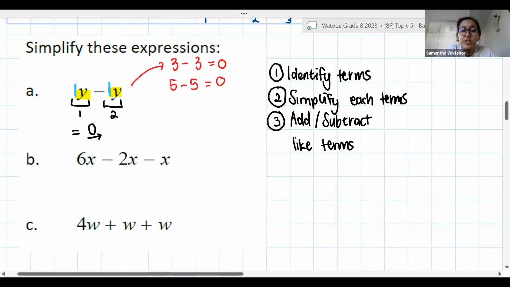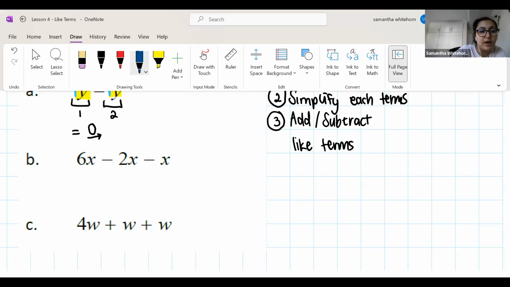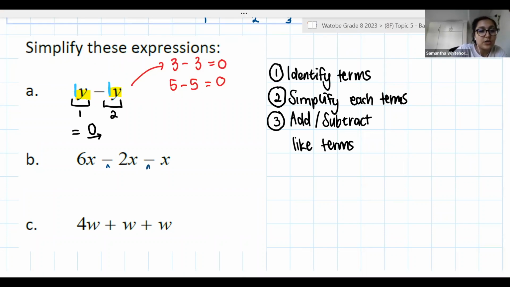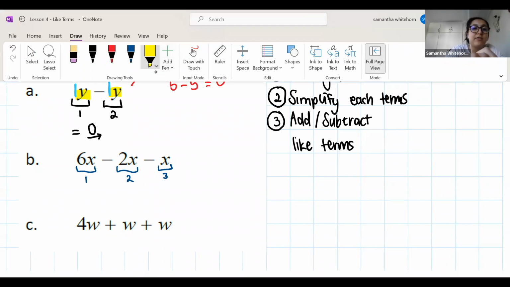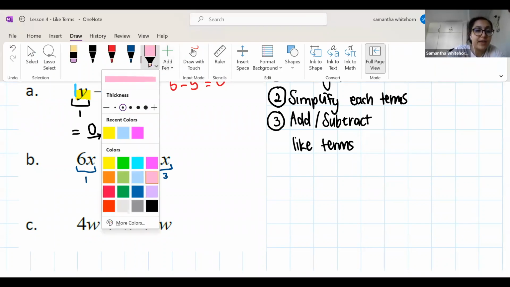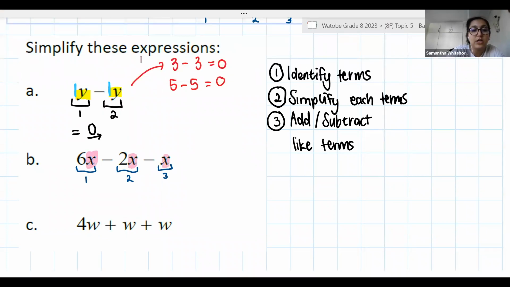Right, but if we have a look at question B, again, we're going to follow these 3 steps, but here we're actually going to get a nice answer. So if we have a look, we want to identify our terms. So here are my minus signs. So I've got 1 term, 2 terms, 3 terms. I want to simplify each term. In this case, that's already done for me. I'm not multiplying anything. I'm not dividing anything. They are what they are. And so now we want to check if we have like terms. Well, if we have a look at this, all of these terms here have a variable x and an exponent 1. So these are all actually like terms.